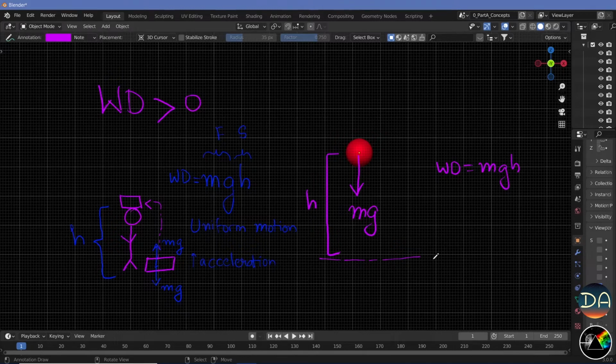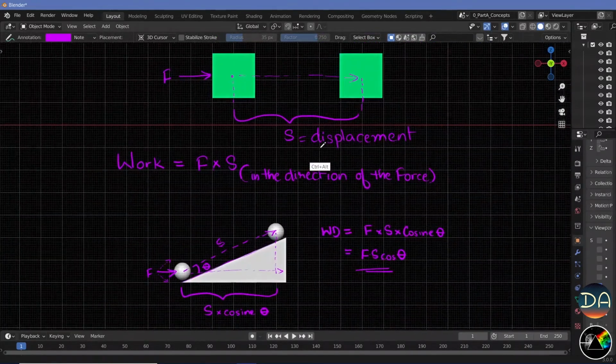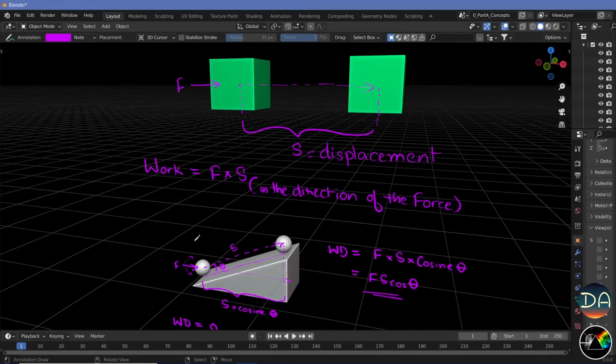Similarly, a number of examples can be given where the work done is greater than zero. And even our original examples of the block moving or the ball rolling up the hill are all examples of positive work being done by the force F.